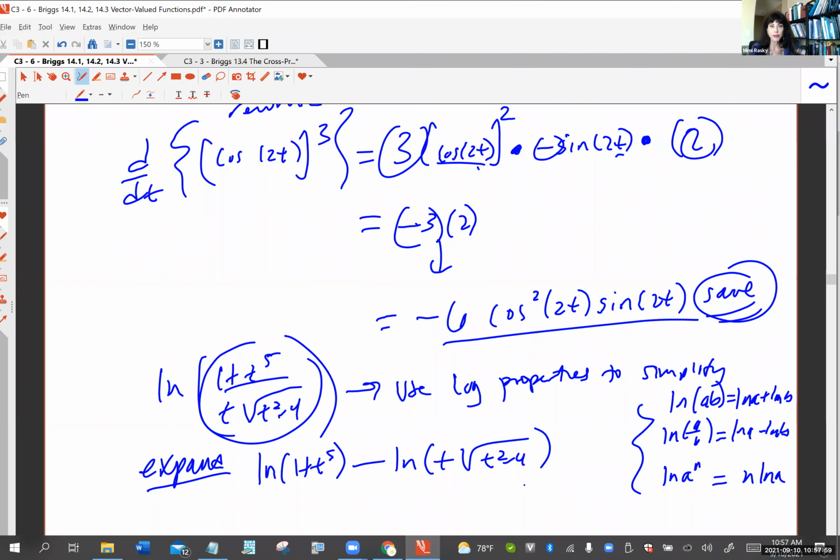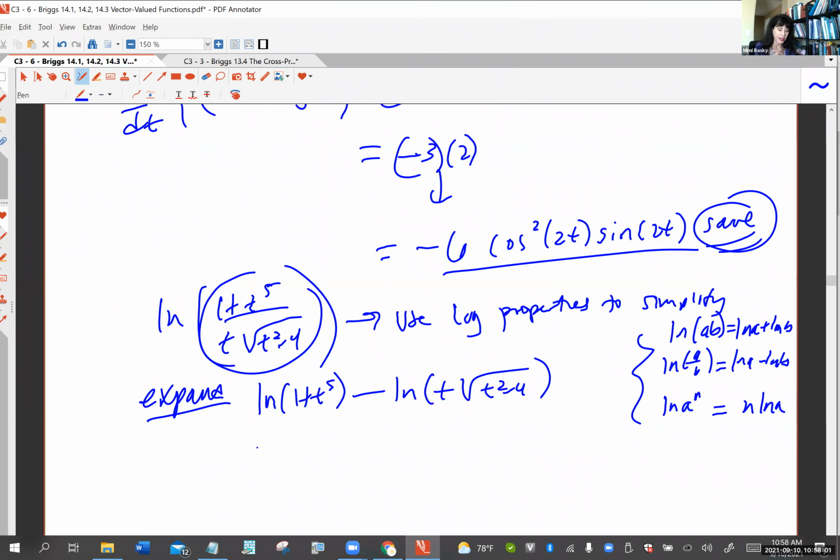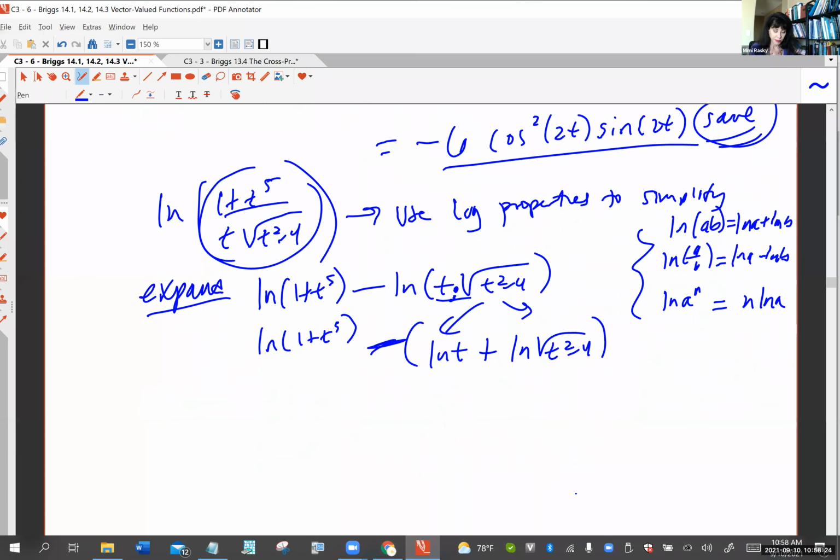Are we done simplifying? No, you can go further. The first term cannot be simplified further because you cannot simplify the logarithm of a sum any further. Leave it alone. The second logarithm, though, has a product in there, so you can rewrite this as a sum, but you have to be careful because this minus sign is going to have to affect the entire sum. So then I'll distribute the negatives. So I'm going to have ln of 1 plus t to the 5th minus ln t minus the last logarithm.